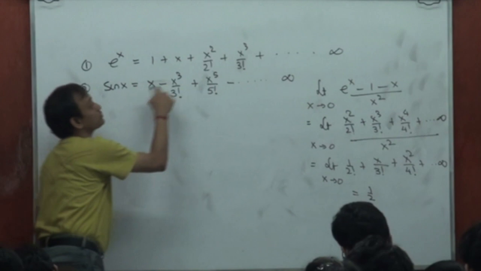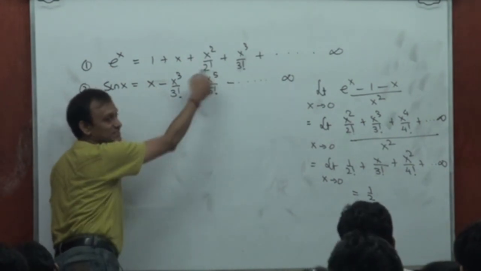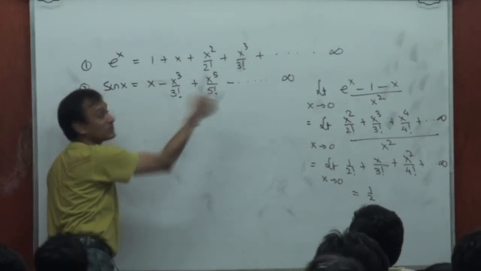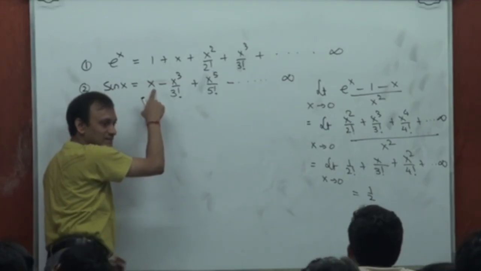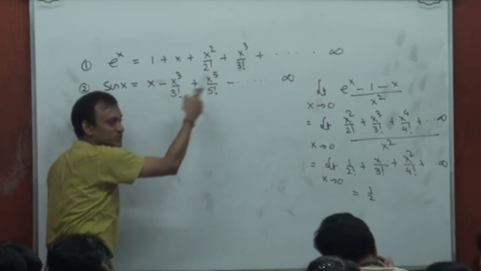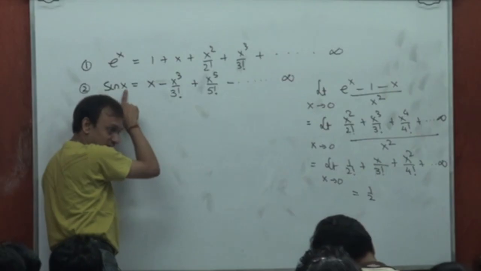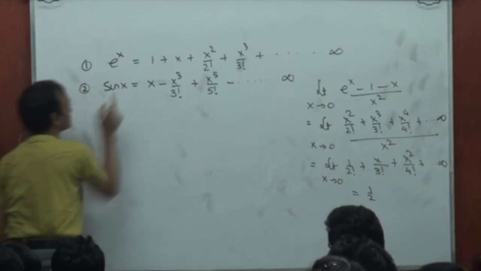Sin x is an odd function because of these terms. Realize that if you replace x by minus x, sin(-x) will be minus sin x. You can see that, right? The sign of each of these terms will change when you change the sign of x. That's why sin x is an odd function.